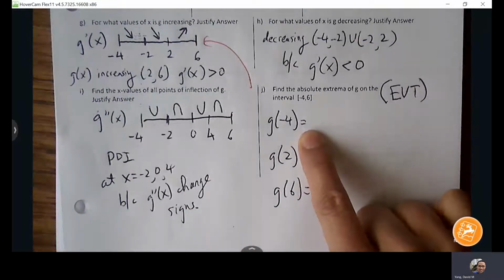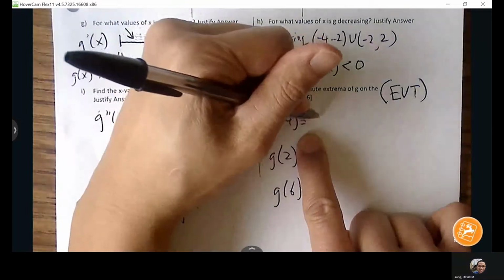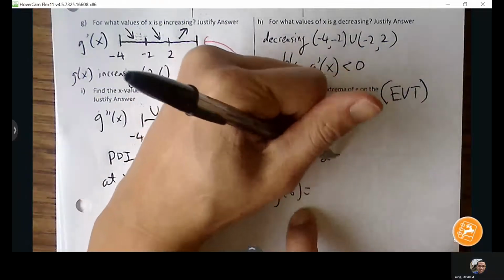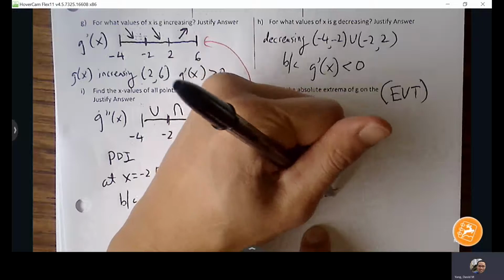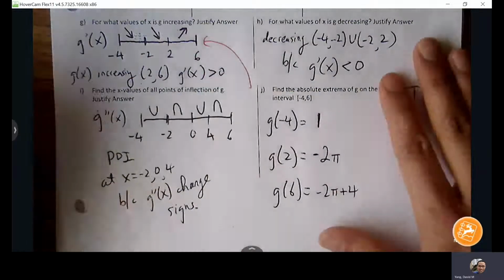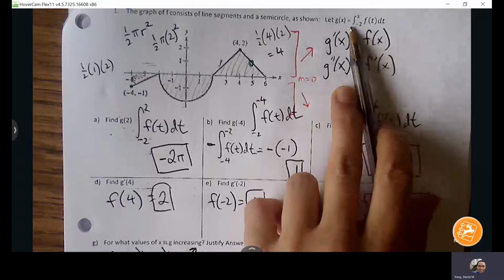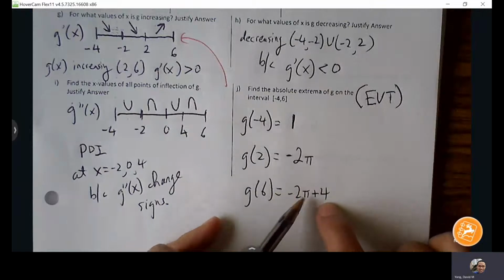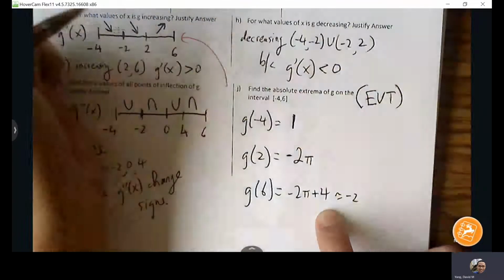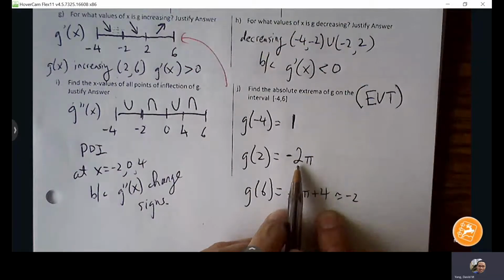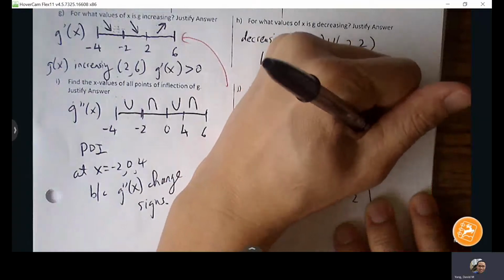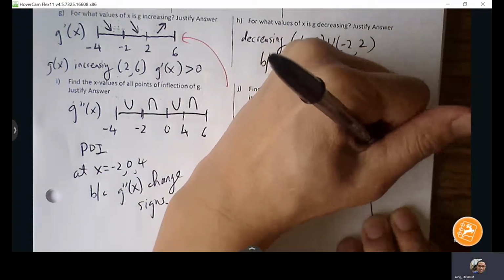Okay. Do we have some of these values already? G of -4 is 1. G of 2 and G of 6. Now, if it didn't show up before, then you would just go through and find the area, or go through the definition separately. Okay, so negative 2 pi plus 4, that's around -2. This is -6. Okay, so this is the smallest value, that's the largest value, right? So we can say absolute max is 1, and absolute min is -2 pi.